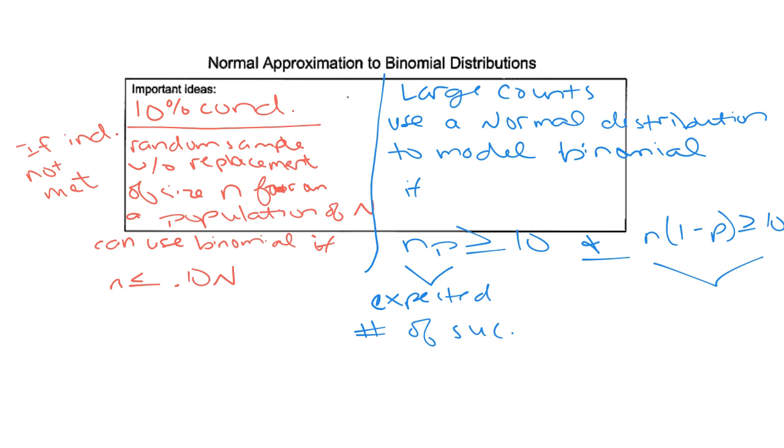And this right here would be my expected number of failures. So if my expected number of successes and failures are both greater than 10, then we are good to go. We're going to look at a few examples with these and we'll be all set.